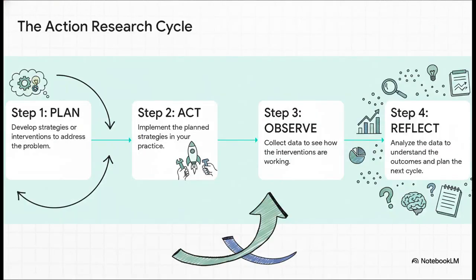Now, what makes this so powerful is that it's a cycle. It's not a straight line, it's not a one-and-done deal. You plan what you're going to do, you act on it, you observe what happens, and then, and this is the most important part, you reflect. That reflection feeds right back into a new, better plan, and the whole cycle of improvement just keeps on going.